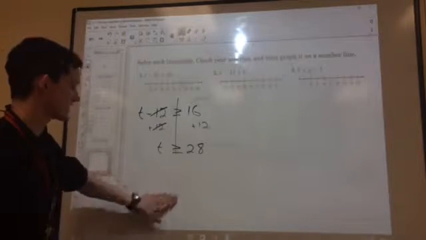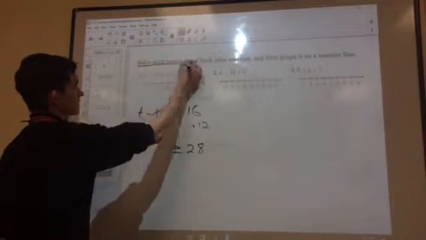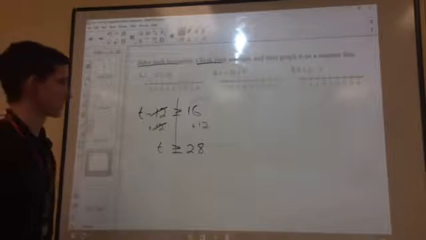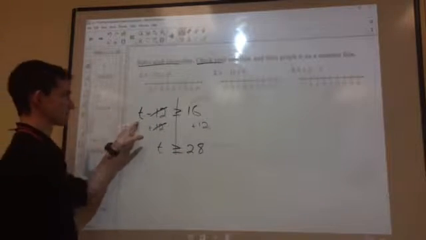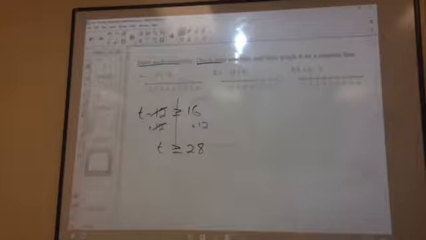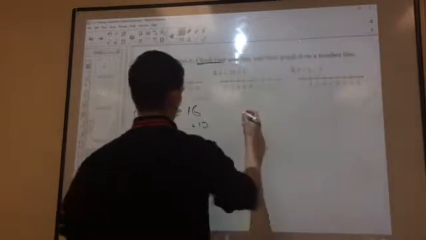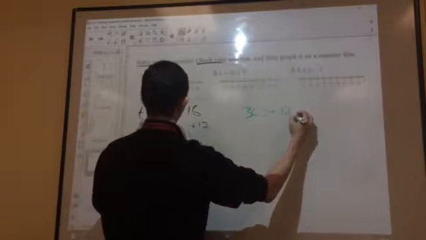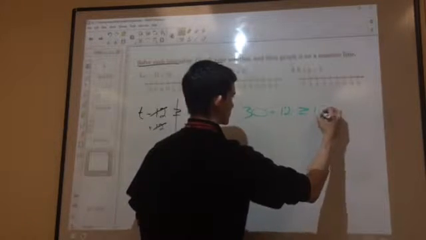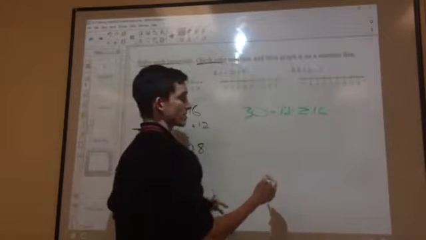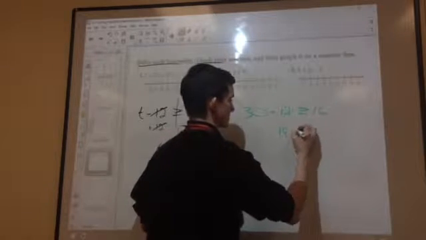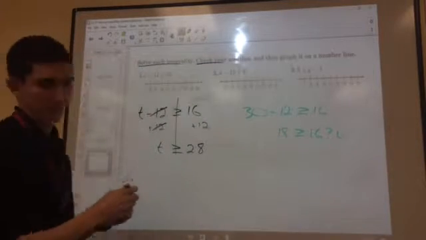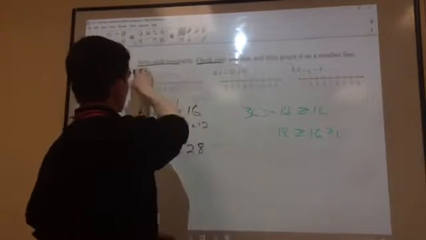Now I solved it, so I'm going to check it. The way to check it is to pick a number that's bigger than 28. I'm going to pick 30. If I plug 30 into this, it should work out. So 30 minus 12 is greater than or equal to 16. Is that a true statement? 30 minus 12 is 18. Is 18 greater than or equal to 16? It is. So we've solved it correctly, and I've solved my inequality.